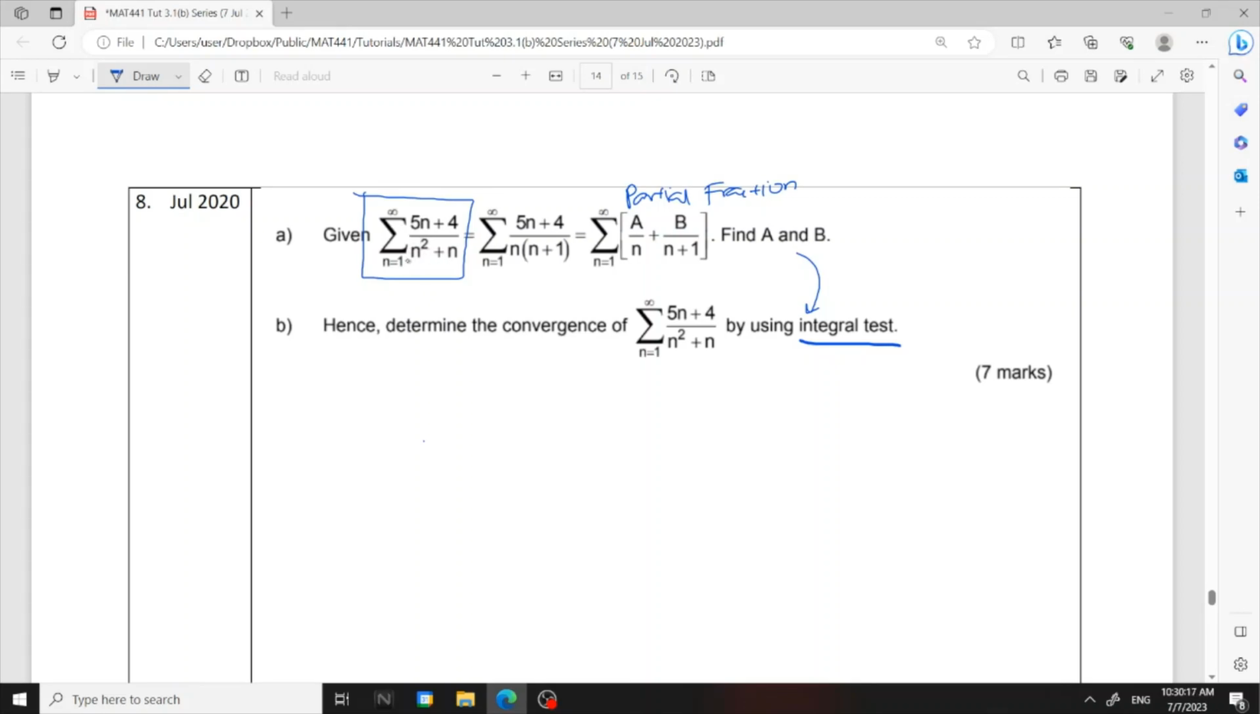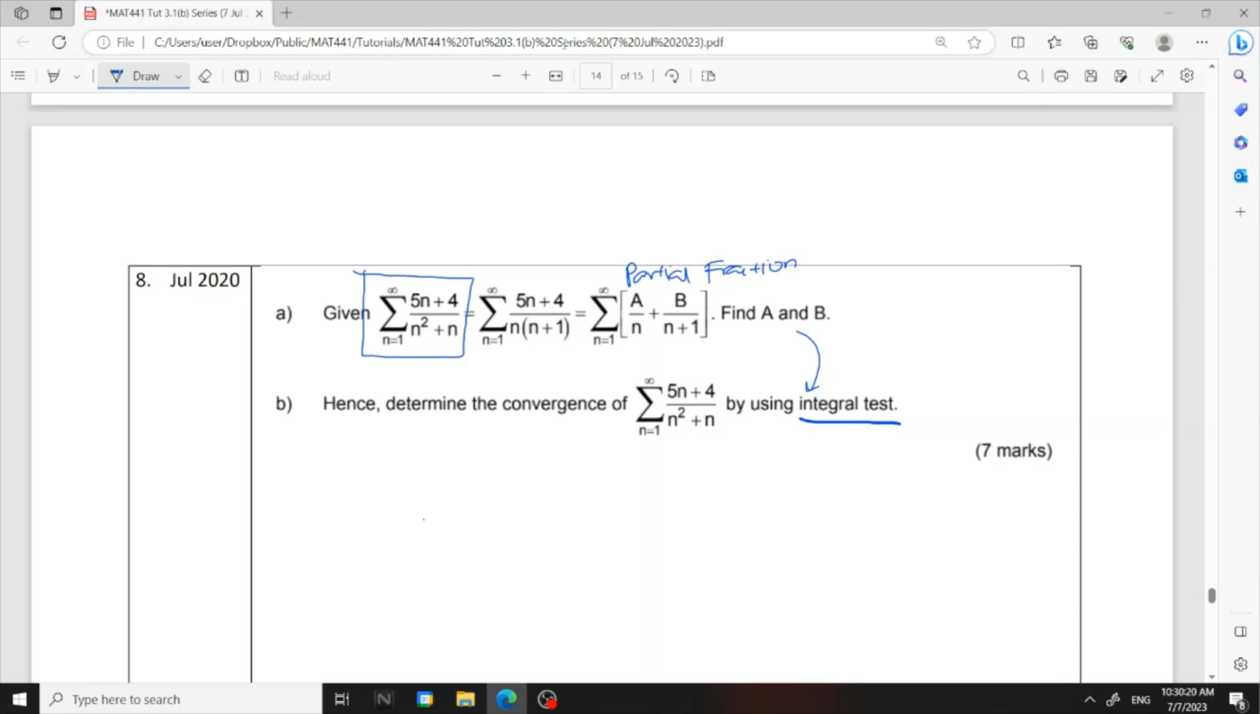Let's say we directly use the integral test. So f(x) is (5x plus 4) over (x squared plus x). If we let u be x squared plus x, then du equals 2x plus 1. So it cannot cancel with the 5x plus 4. So we cannot directly use the integral test; we must go through partial fractions. So we can factorize the denominator as n times (n plus 1).